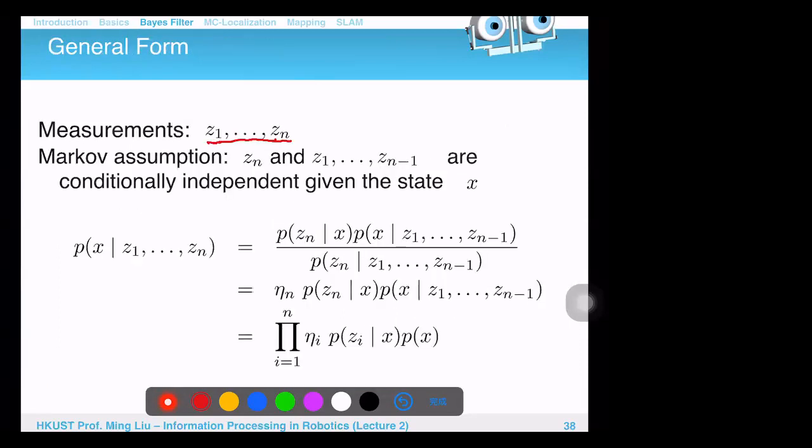And if you have many sensors, then what will happen? That's the generic form. What is the general form of how you could combine all this evidence? And we have some assumptions so that we can simplify this problem.